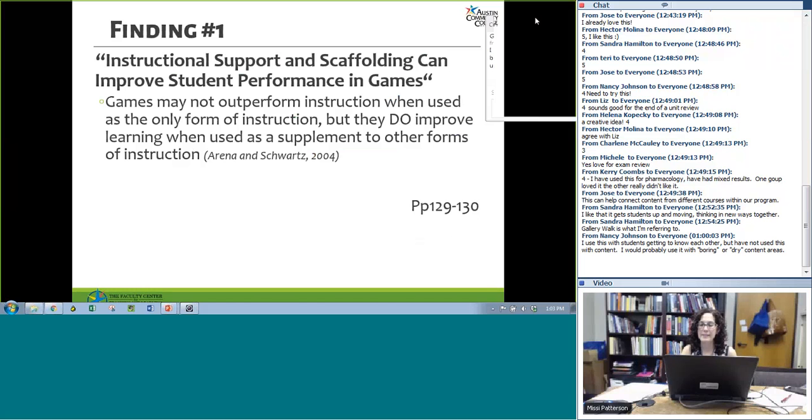Finding one is that you need to give instructional support. The idea is that if you try to teach new content through a game, you will probably have worse outcomes than if you teach new content, either through readings or through a lecture or whatever you do, and then reinforce that material with a game.